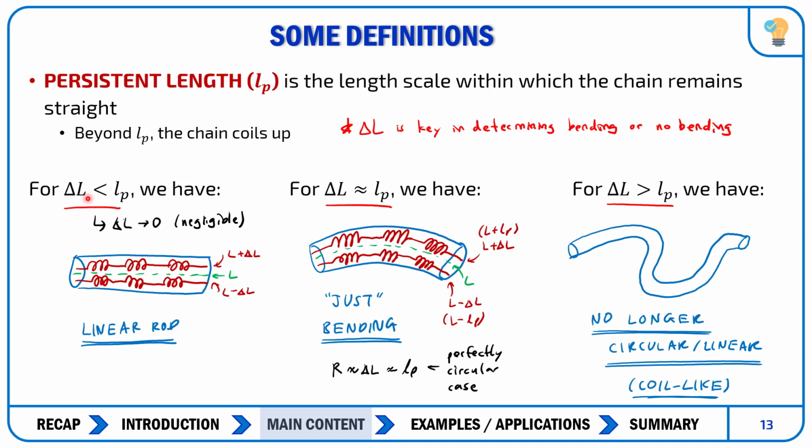If delta L is very small and less than the persistent length, then it's pretty much guaranteed that your segment is going to be linear. It means that it's less than what's supposed to be linear, so it has to be linear. Now, if you have delta L being approximately equal to LP, then you're kind of at the threshold. That means you have a DNA segment that's just bending, but not bending enough that it's going to cause a coil-like structure. When delta L is greater than LP, we end up having a random coil. So we call this coil-like.